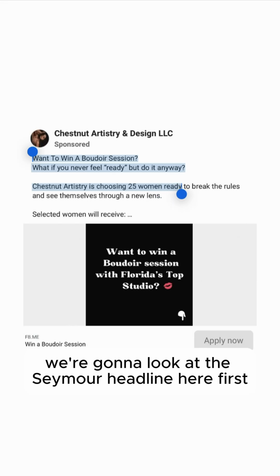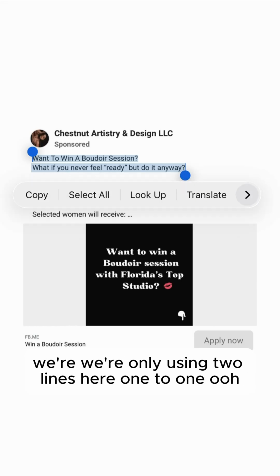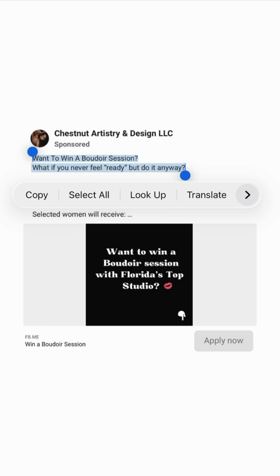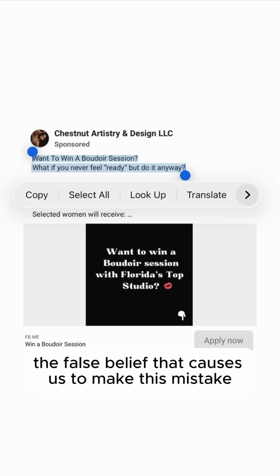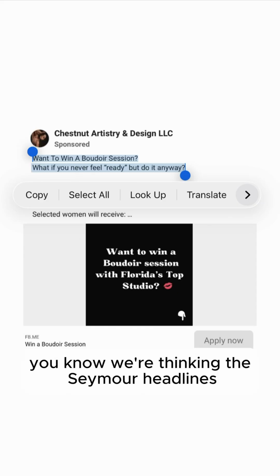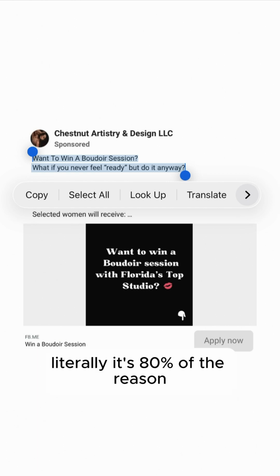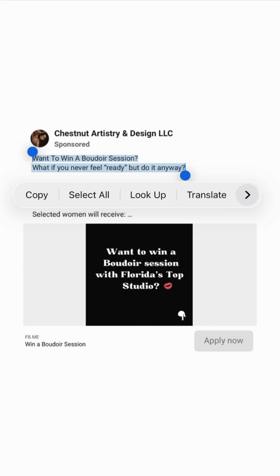Finally, we're going to look at the See More headline here. First 2 3/4 lines, Facebook mobile newsfeed. We're only using 2 lines here. 120 Boudoir session. What if you never feel ready, but do it anyway? All right, so this is the lack of context mistake. The false belief that causes us to make this mistake is that we're thinking the See More headline's kind of willy-nilly, when in fact, literally it's 80% of the reason why people will click or not click somewhere on our ad. So this is actually the most important part.